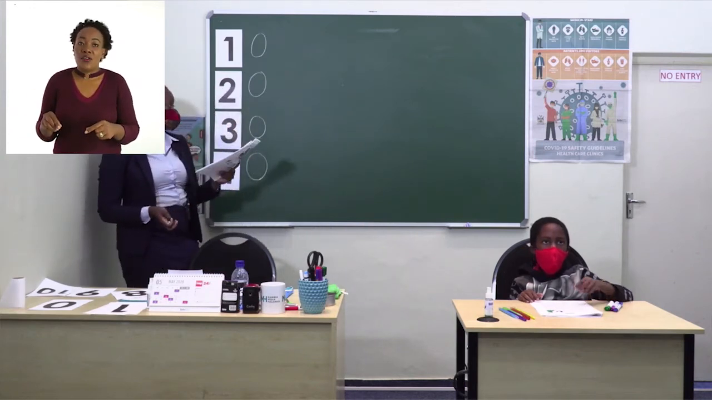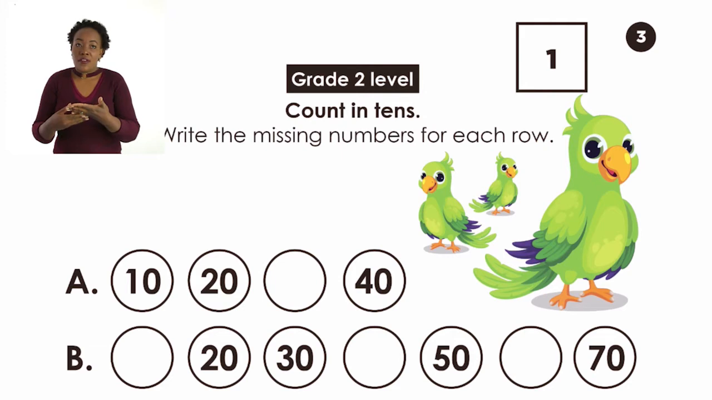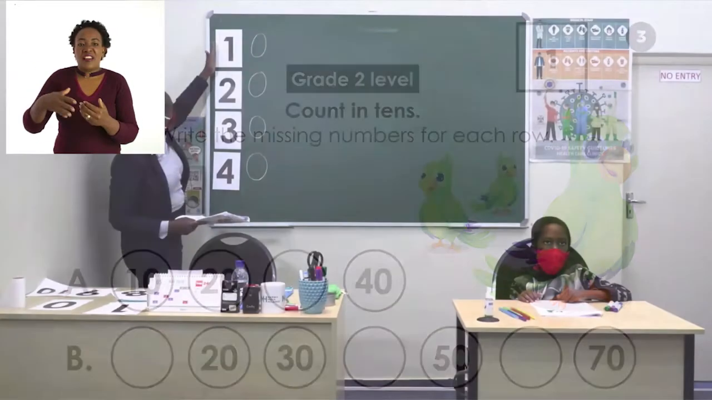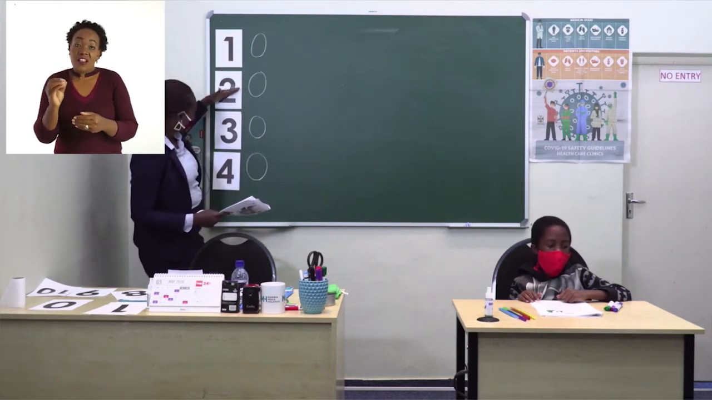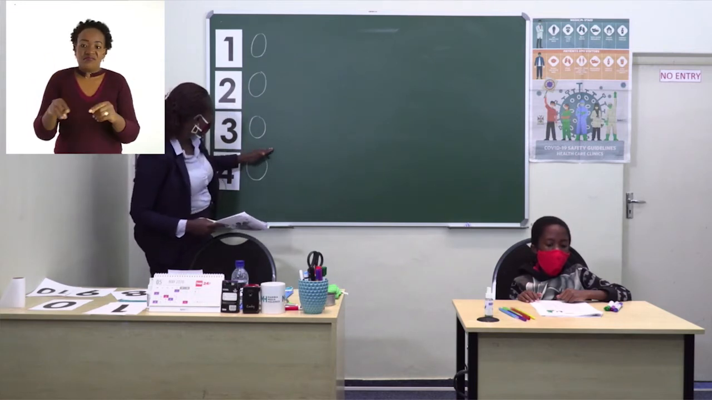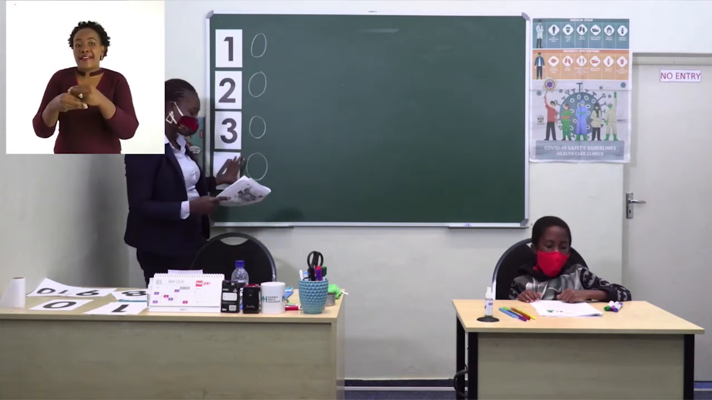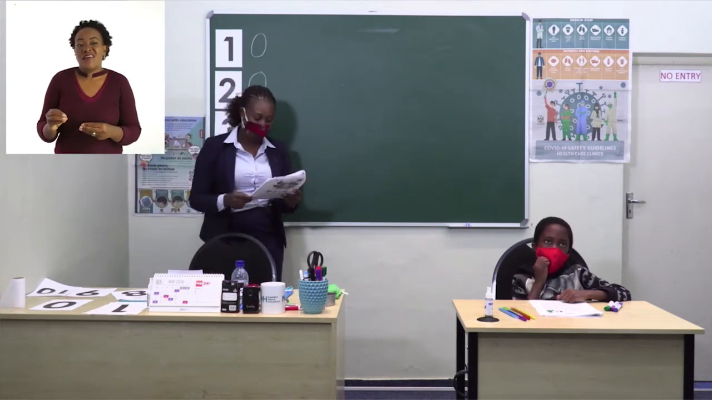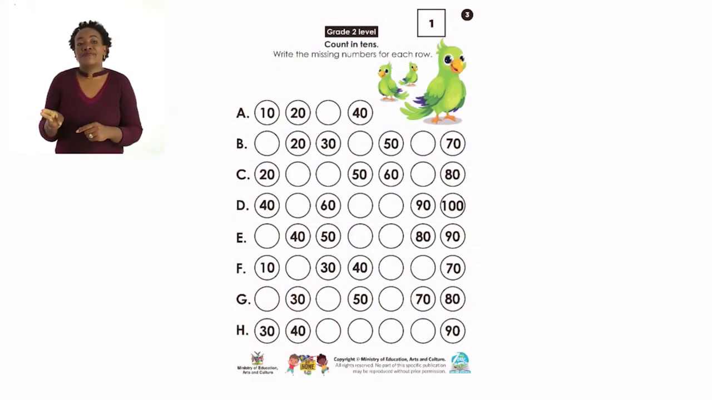Now we want to fill in the missing numbers from our booklet. And let's go to A. We have 10, then 20, and there's a missing number, and we go to 40. To make it easy, we can come here. We have the 10, we have the 20, and this number is missing. So it means this box you fill in 30 and then 40. You can do the rest on your own. B, C, D, E, F, G, and H from your booklet.